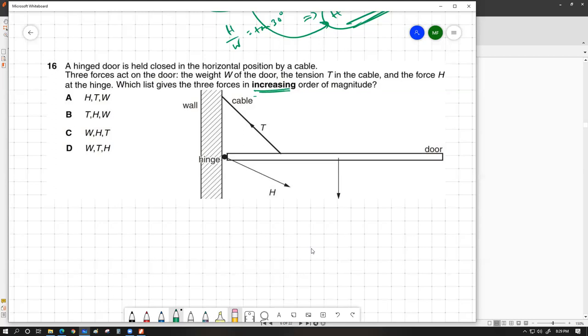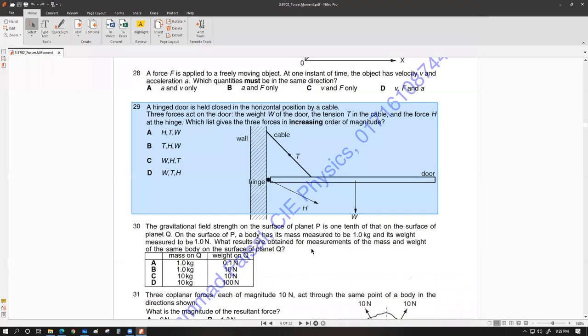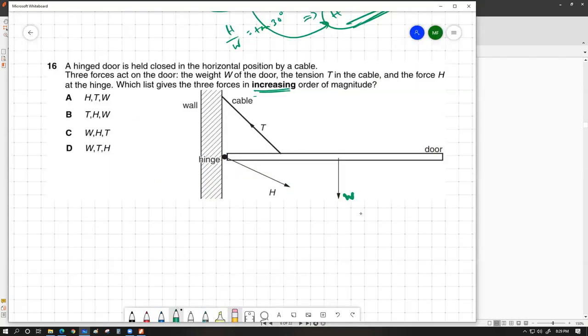This is not essentially showing us a regular door, and obviously this force was W. Somehow this got omitted from the figure. I don't know why. Why is W not a part of this picture? Anyway, so W should be here.